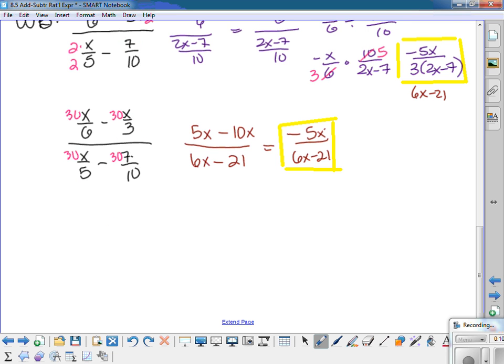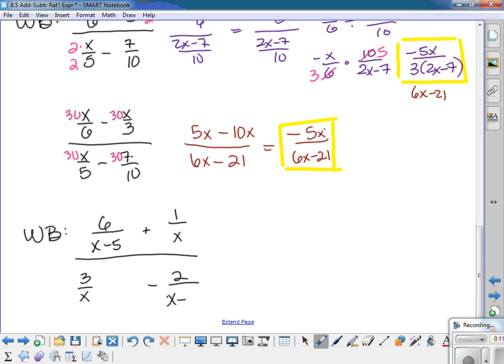Let's try, we got time for one more. Let's do one more. All right, I've got 6 over x minus 5 plus 1 over x, all over 3 over x minus 2 over x minus 5. So you can get a common denominator on the top and bottom, or you can just fraction bust using the LCD.